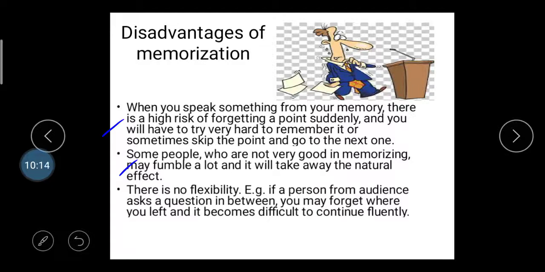Then there is no flexibility. For example, if a person from the audience asks a question in between, you may forget where you left off and find it difficult to continue fluently. At that time, you may forget your memorized speech. So it creates a negative impact, and this is the main disadvantage of the memorization method.